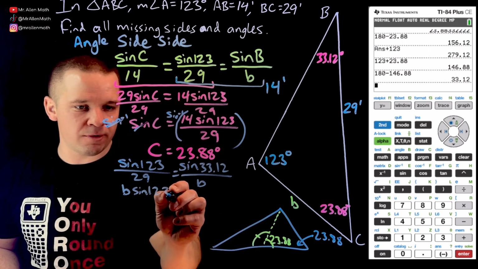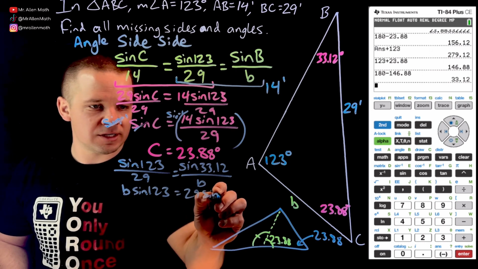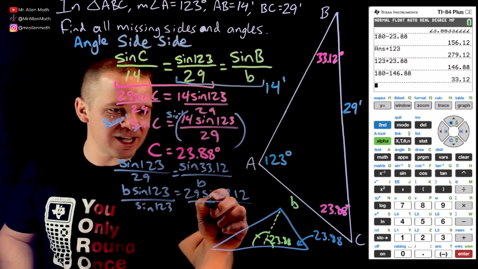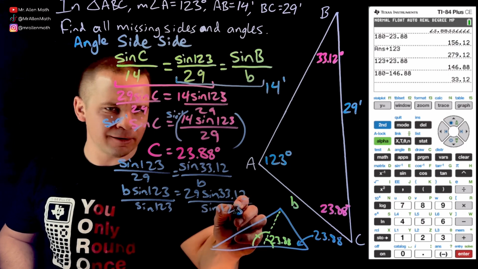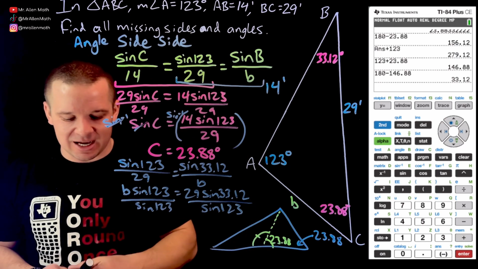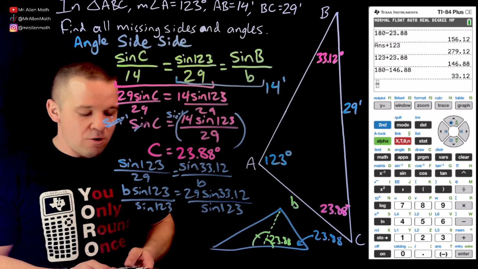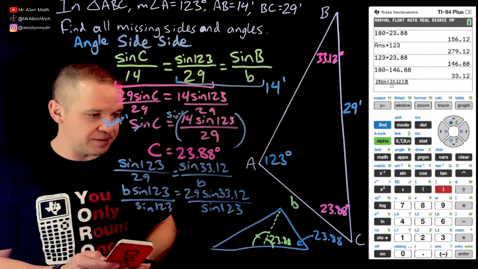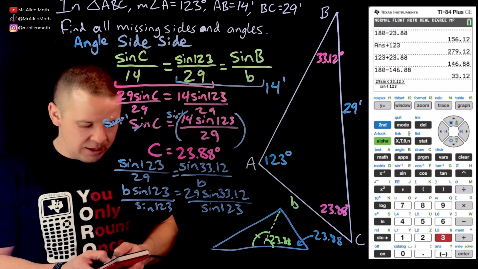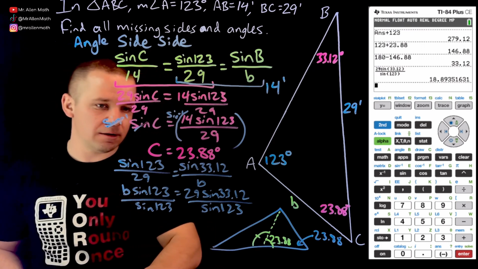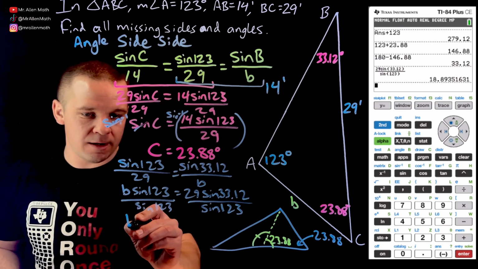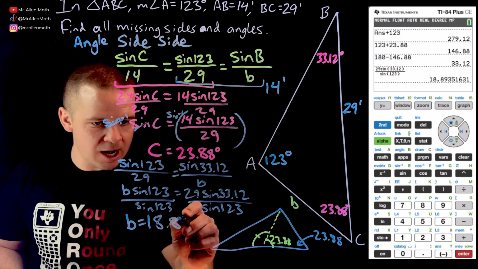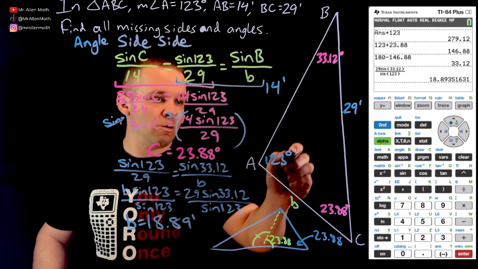B sine of 123 equals 29 sine of 33.12, divide by sine of 123. And luckily, that's all I'm typing into my calculator because that's going to be B. That's going to cancel out, and I'm left with just B. So alpha x, we get 29 sine of 33.12, close my parentheses, arrow down, sine of 123, and I get 18 point, what do we want to write this in? I guess we'll do right here. B, 18.893, 18.89 feet.